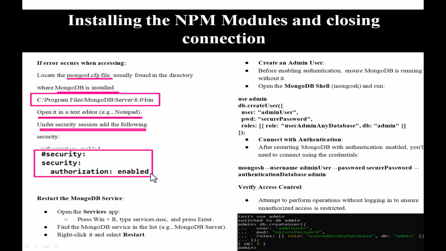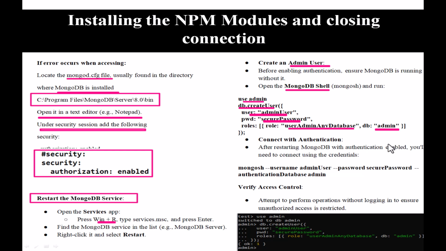Next, you are going to restart the MongoDB service, so you type in Windows, and the command prompt will appear. Now we are going to type restart MongoDB. Now you are going to create an admin user. Open the MongoDB shell and run use admin. Next, you are going to create a user. The user is admin, the password is secure password. For roles, you can create a role, userAdminAnyDatabase, which means the user can edit any database. Next, db is the name of the database, admin.